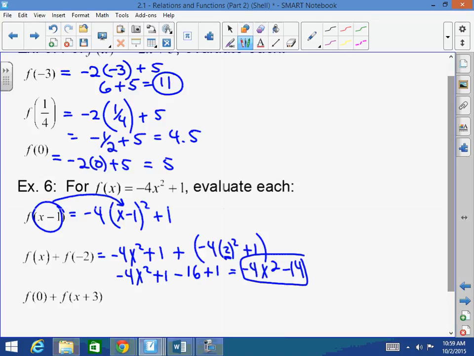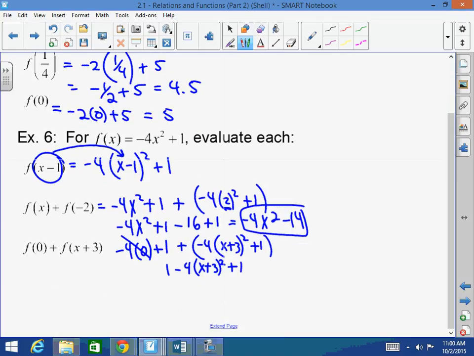For this one, f of 0 plus f of x plus 3. f of 0 is going to be negative 4 times 0 plus 1, plus f of x plus 3, negative 4 times x plus 3 squared plus 1. So this would equal, that cancels, that's 1 minus 4 times x plus 3 squared plus 1. 1 plus 1 is 2, so this would be negative 4 times x plus 3 squared plus 2.